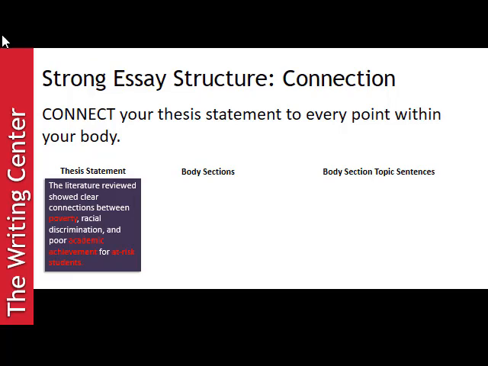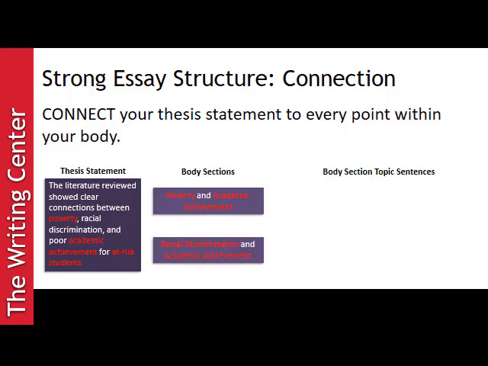Okay, so here's a sample thesis statement over here: "The literature reviewed showed clear connections between poverty, racial discrimination, and poor academic achievement for at-risk students." I have highlighted here in red some of the key terms: poverty, academic achievement, and at-risk students. So from there, I would build my body sections.